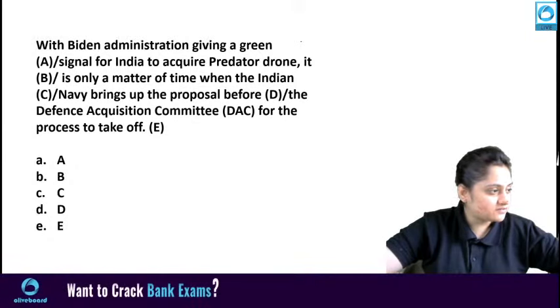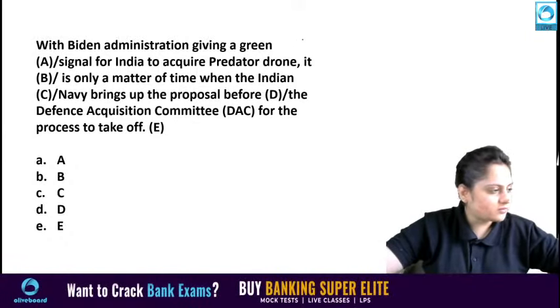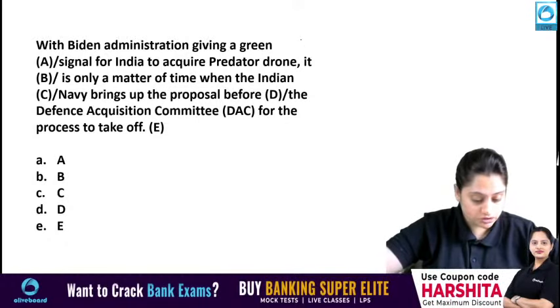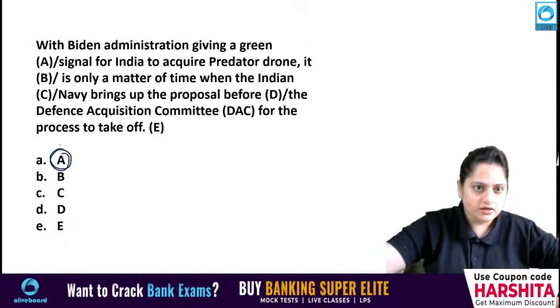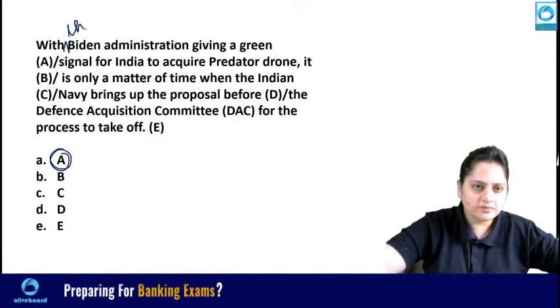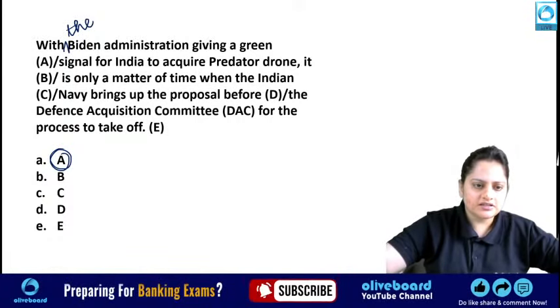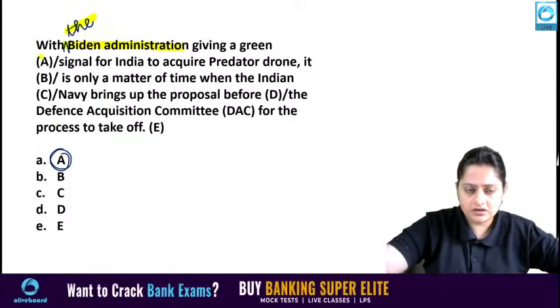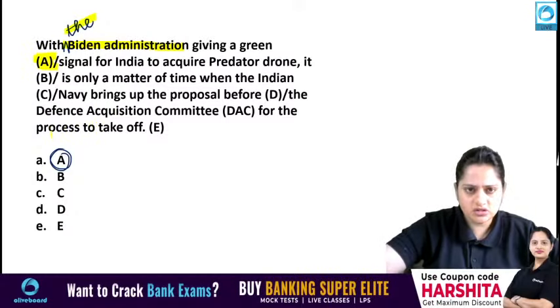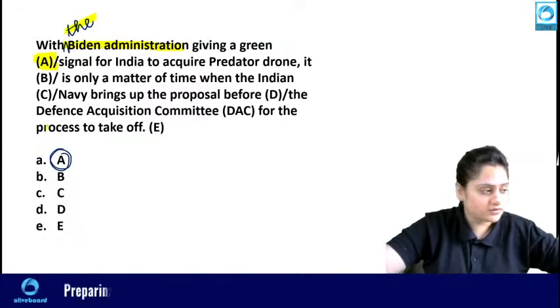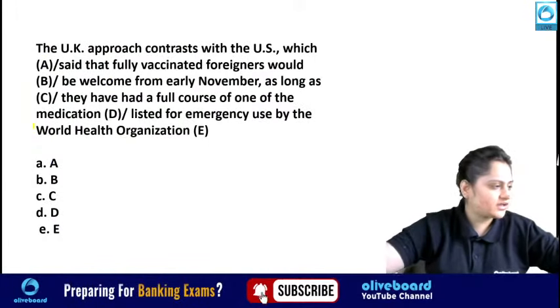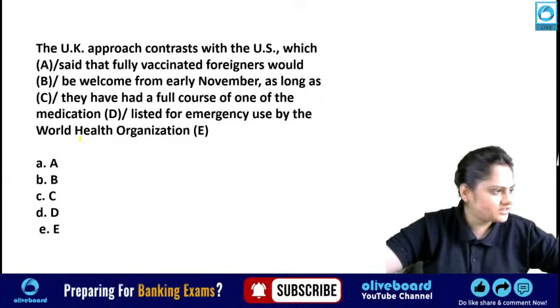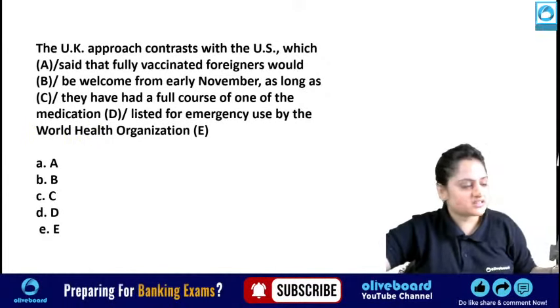We are talking about something very particular here. We are talking about a specific administration. Remember, yeah, part A. So you say with the Biden administration. Okay, so an article needs to be inserted here: the Biden administration. Specific. We are not talking in general. We are being specific here. So A part: with the Biden administration giving a green signal for India. Okay. A part. The Biden administration. Very specific. Okay. Next. Easy one. Next is a very easy one. Basic one.